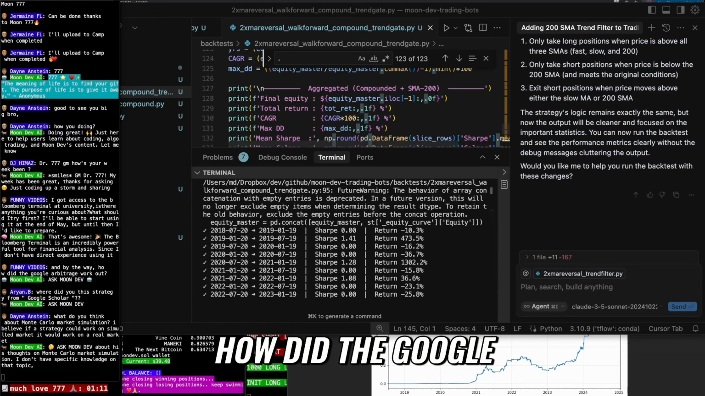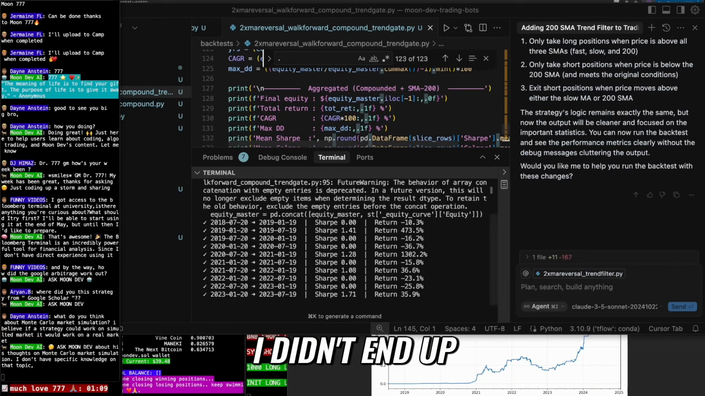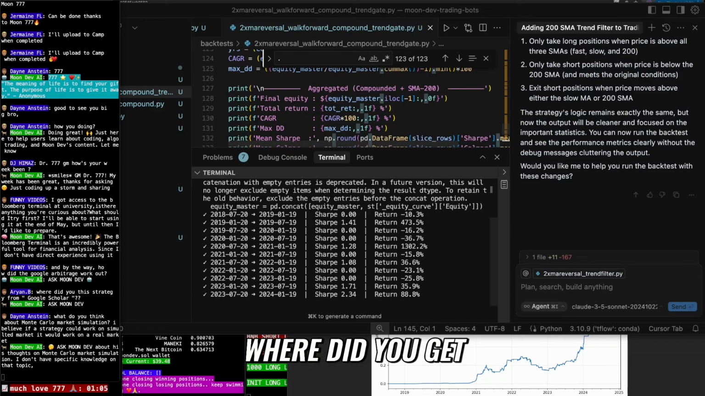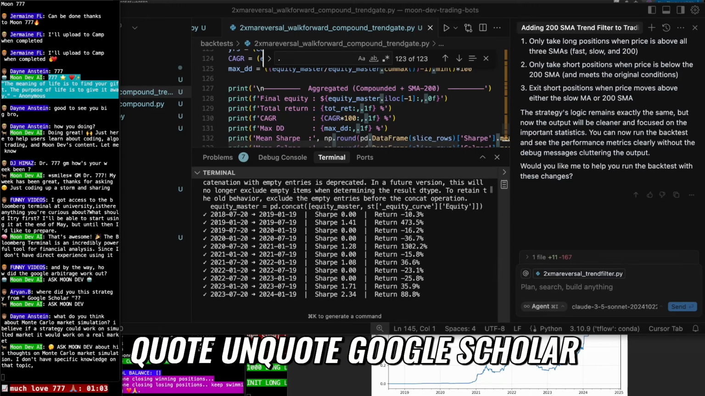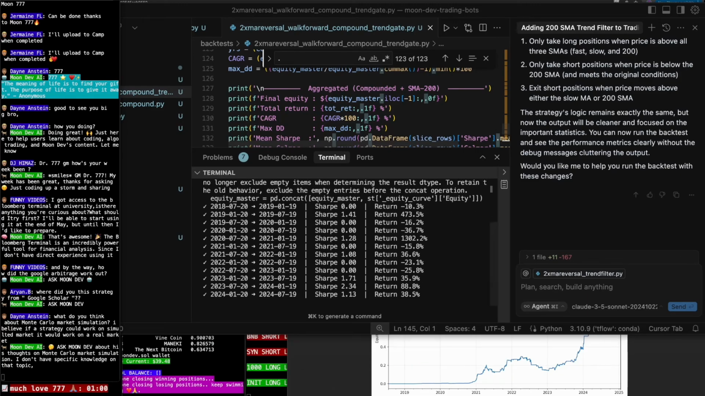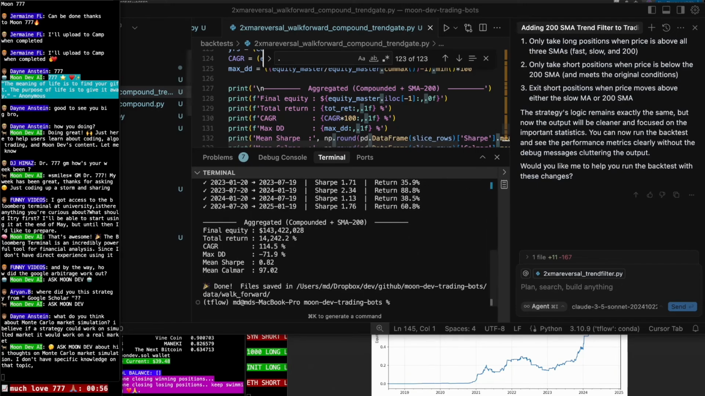And by the way, how did the Google arbitrage work out? I didn't end up pursuing it, actually. Where did you get this from? Quote unquote Google Scholar? I don't know, bro. I just thought of it.